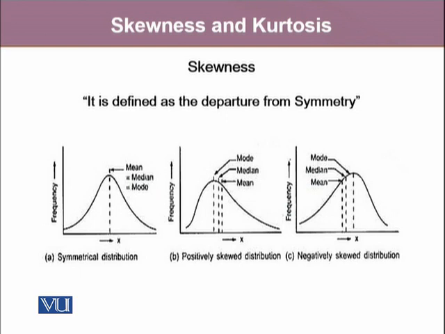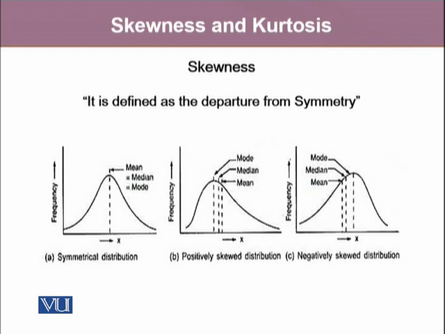Whereas in positively skewed distribution, mean is going to be the largest value as compared with median, and mean and median both are greater than mode. And for negatively skewed data, mean is going to be the smallest value. Then comes the median, and then it's the mode.